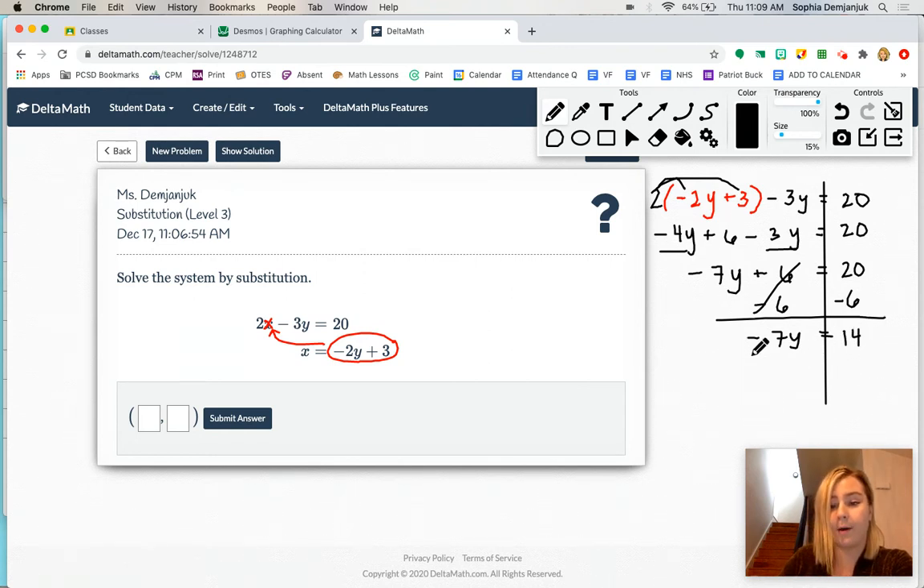Final step to get the y all by itself is to divide both sides by negative 7. Your y will equal 14 divided by negative 7, which is negative 2.